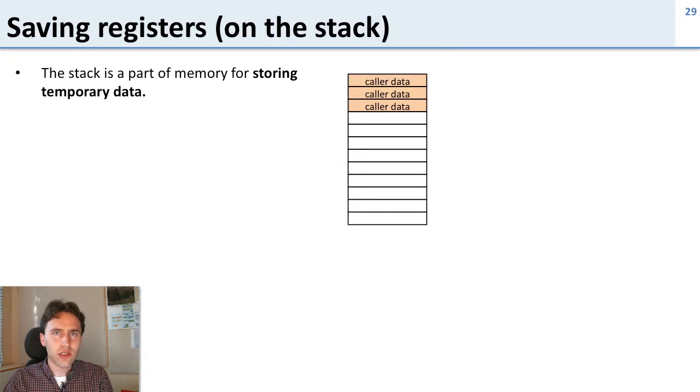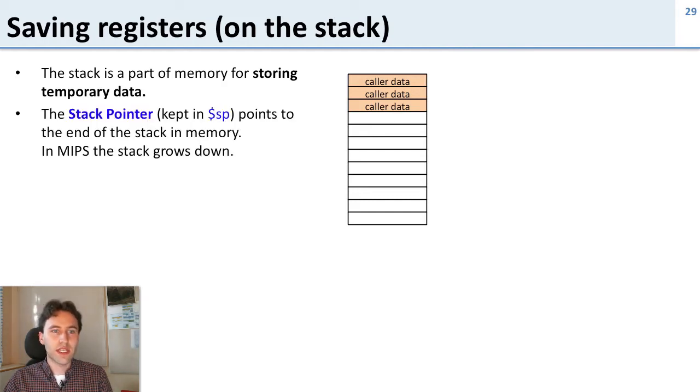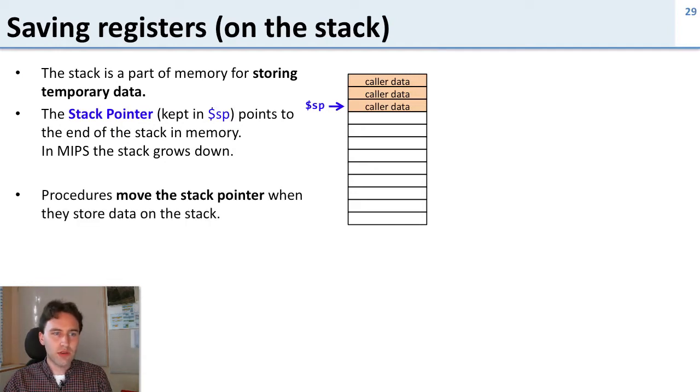Now how do we actually go about saving these registers? The way we're going to save them is we're going to use the stack. And the stack is just a part of memory for storing temporary data, and it looks like this. Here we've got a stack, and you can see the stack is starting at the top and growing down. There's a stack pointer, which is kept in the SP register, which points to the end of the stack in memory. So it's going to point here. And as I mentioned, in MIPS the stack is going to grow down, but logically it doesn't matter if it grows up or down.